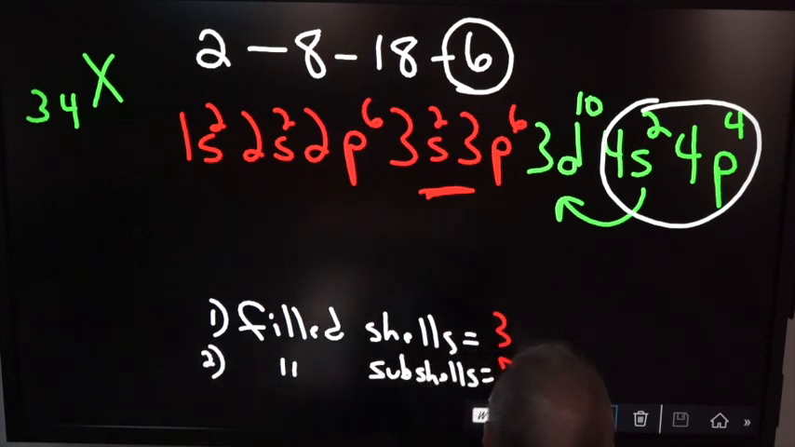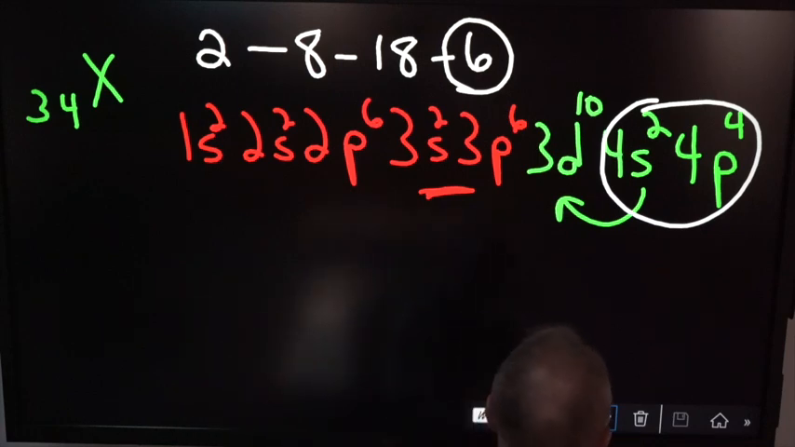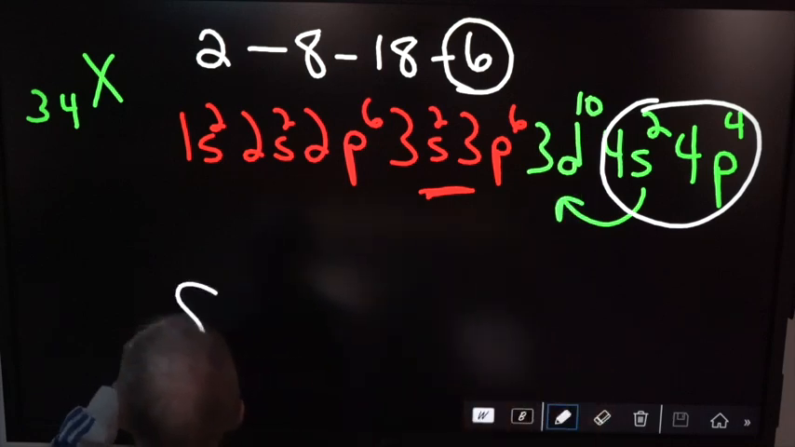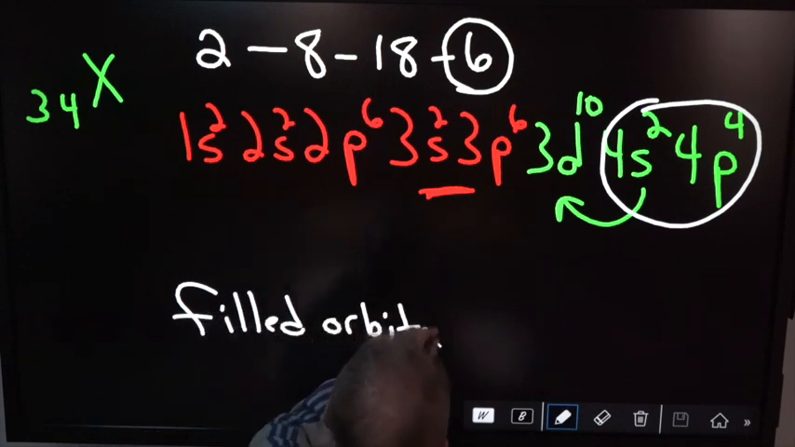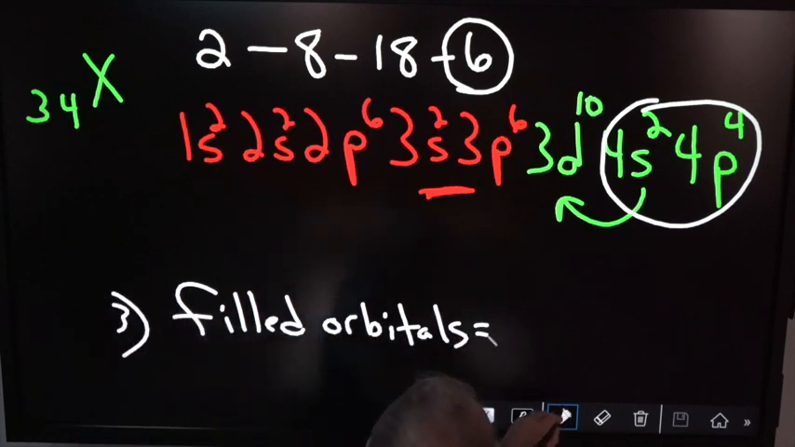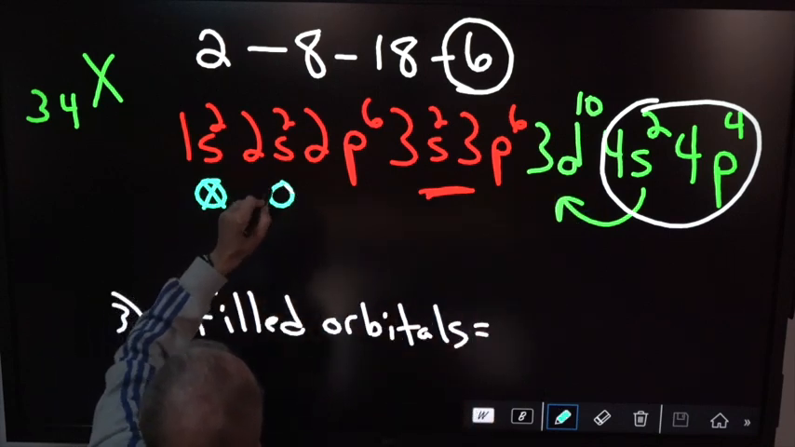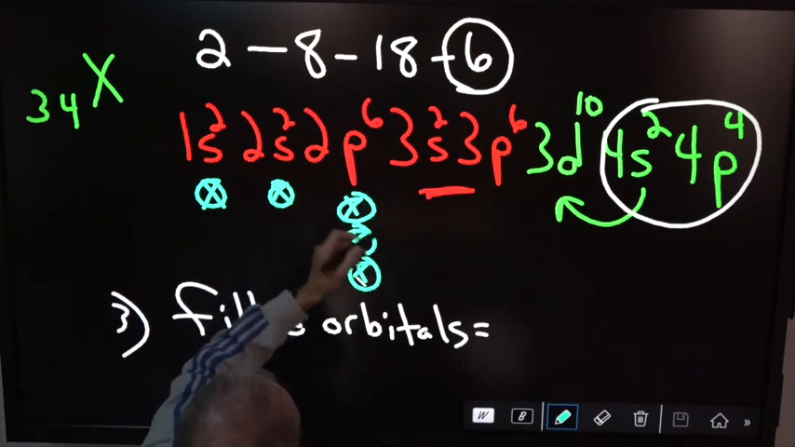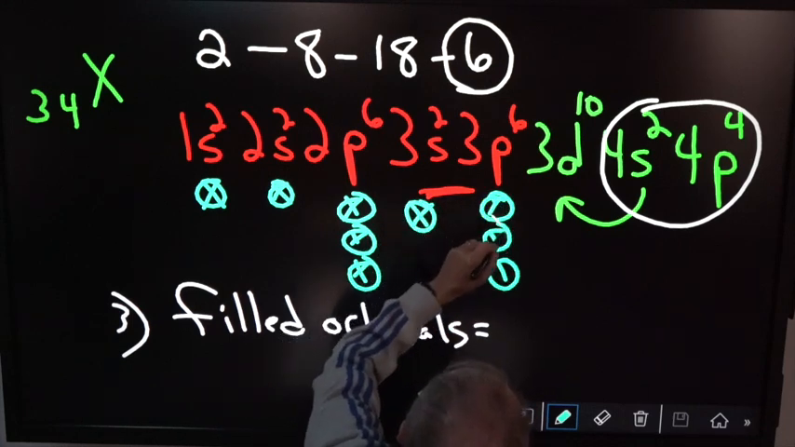This will be number 3. Now watch how we do this one. S only has 1 orbital, it's filled. S, 1 orbital filled. P, 3 orbitals. 1 in each before 2 in any, they're filled. S, 1 orbital. P, 3 orbitals. 1 in each before 2 in any.